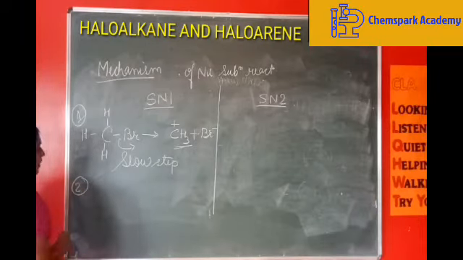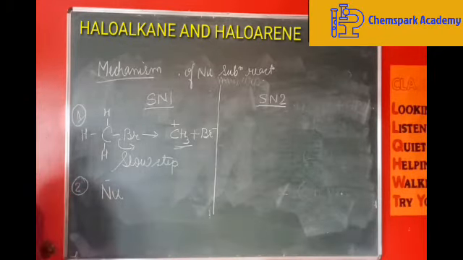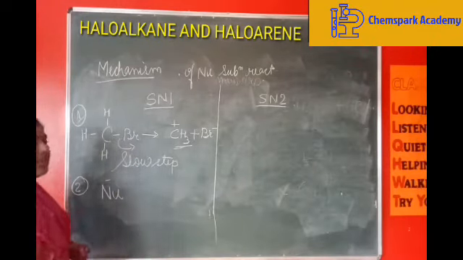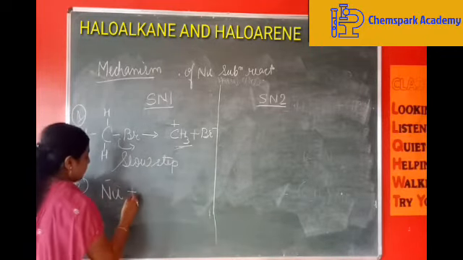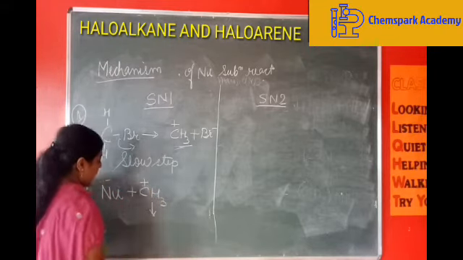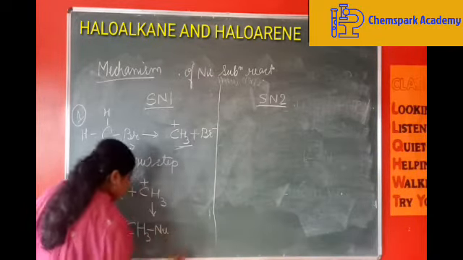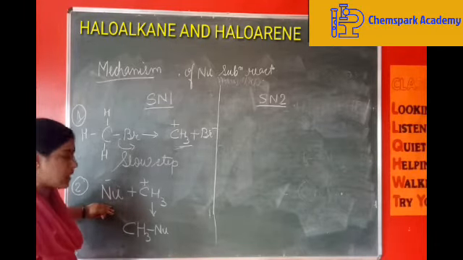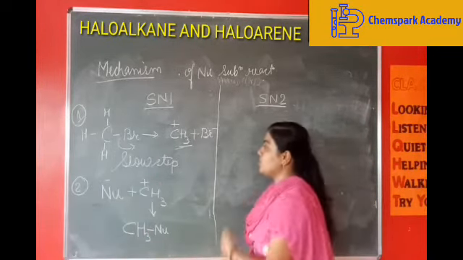So the second step will be the attack of the nucleophile. We know that nucleophiles are electron-rich species, and they are always in search of a center which is electron deficient, and a carbocation is an electron deficient species. So it will attack this CH3 plus, and we will have the formation of the final product. So it takes two steps to complete the nucleophilic substitution reaction, that is SN1, unimolecular nucleophilic substitution reaction.